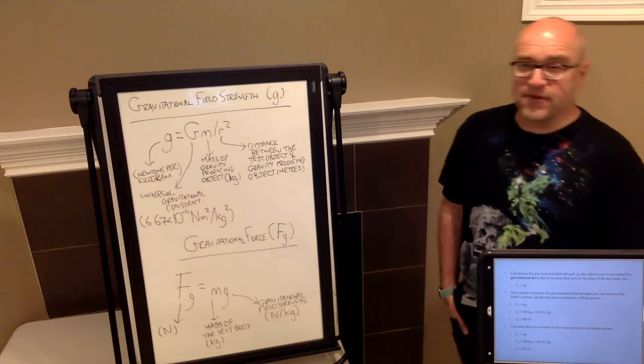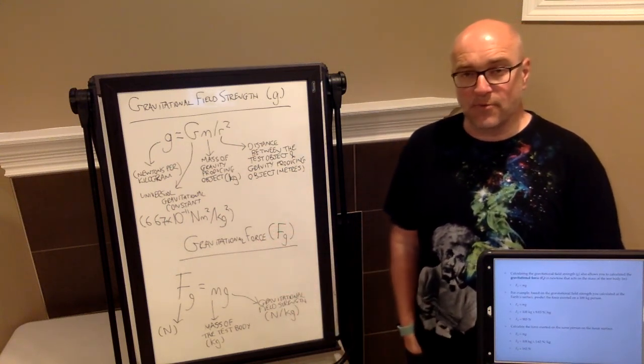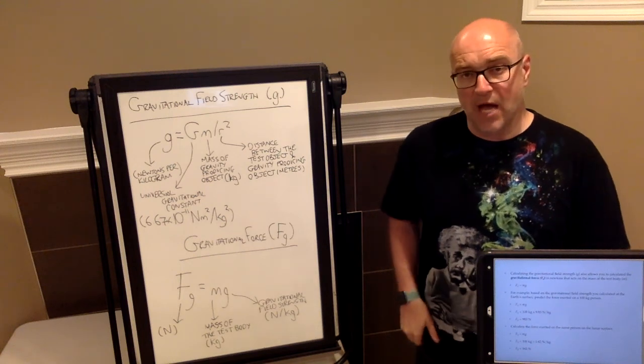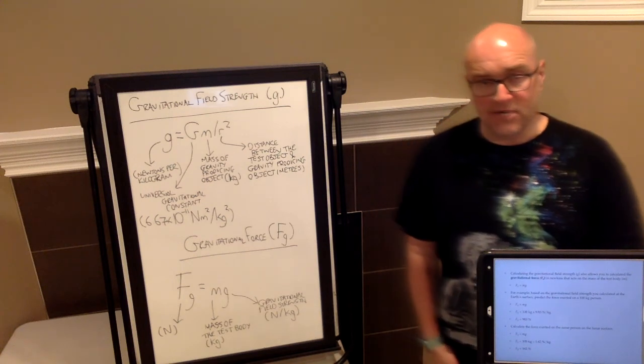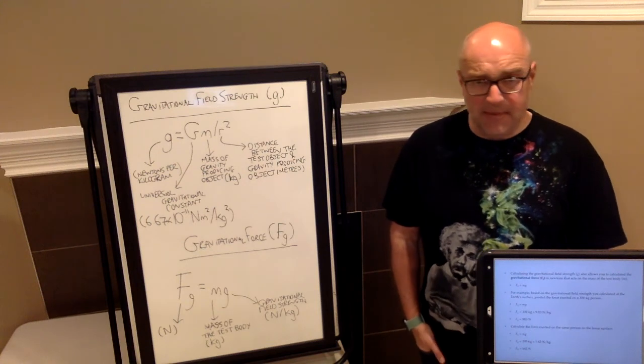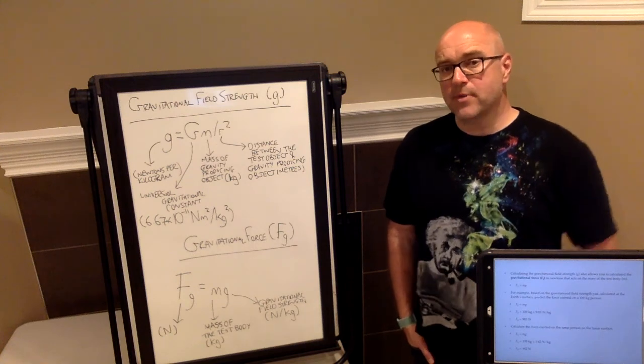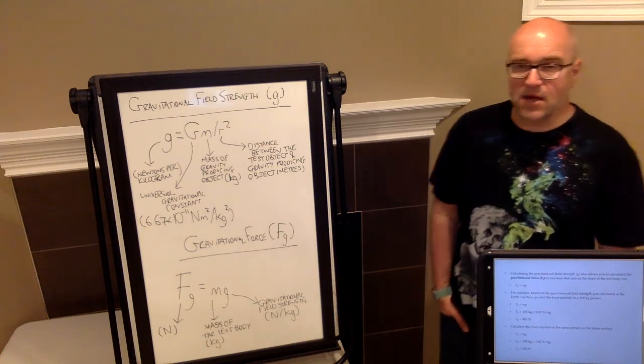Again, my gravitational field strength that we calculated on the previous page for the moon was 1.62 newtons per kilogram. I'm going to multiply that by 100 kilograms, which is the mass of the test object or the test body, in this case the person. That's going to give me a number of 162 newtons of force that are going to be exerted on that person standing on the lunar surface.